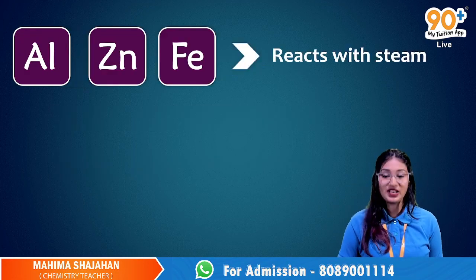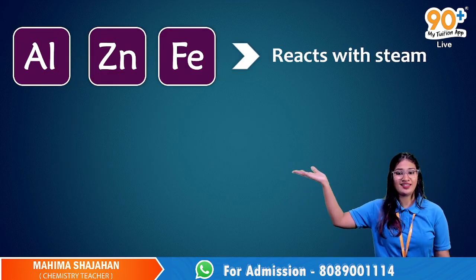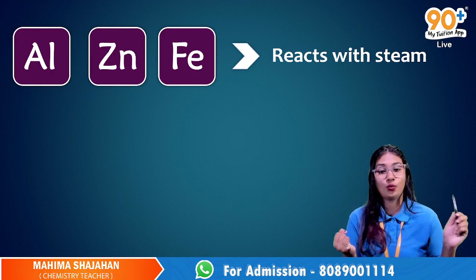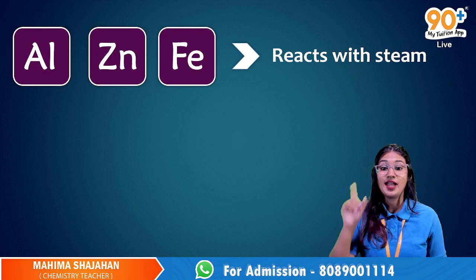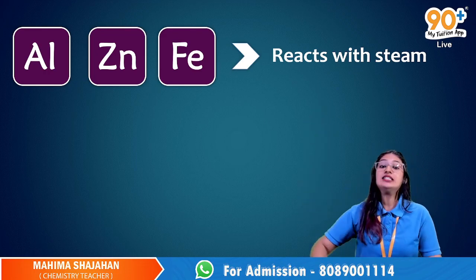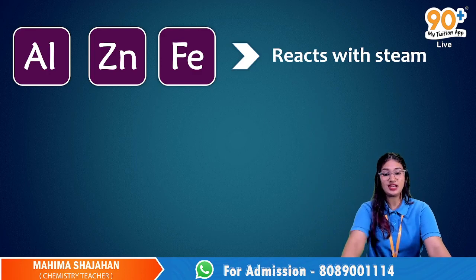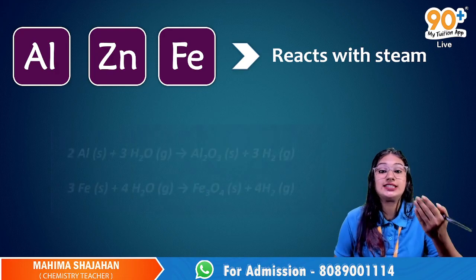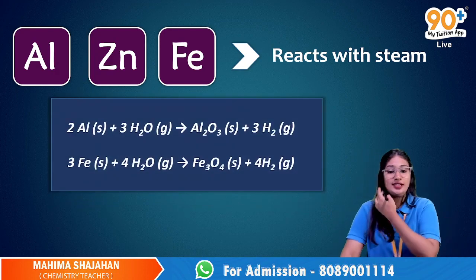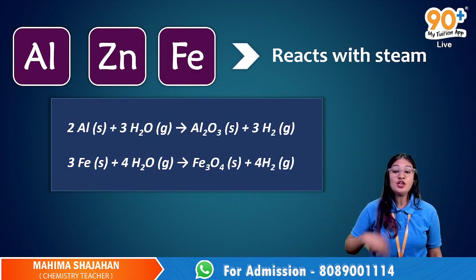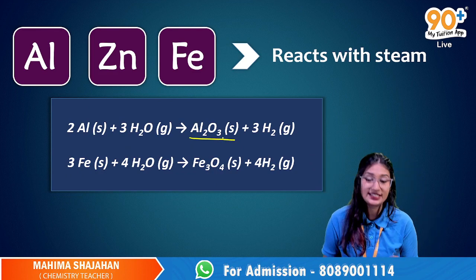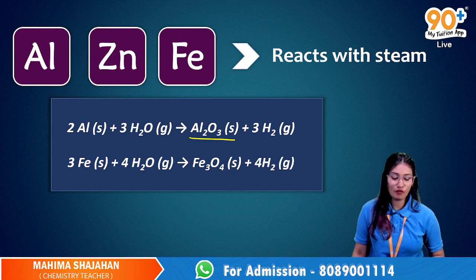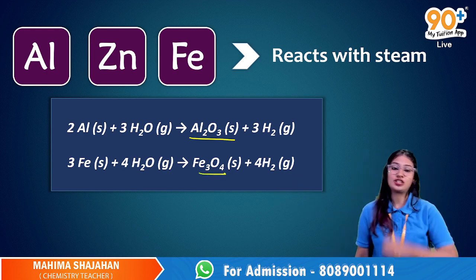Alright? Yes. Now we have other metals: aluminium, zinc, and iron. These are moderately reactive metals. They will not react with cold water. They will not react with hot water. They react with steam. They will neither react with cold water nor hot water. It needs steam. Here's the example. Aluminium is reacting with steam to form its oxide, aluminium oxide. Iron is reacting with steam to form its oxide, and along with that, hydrogen gas is liberated.